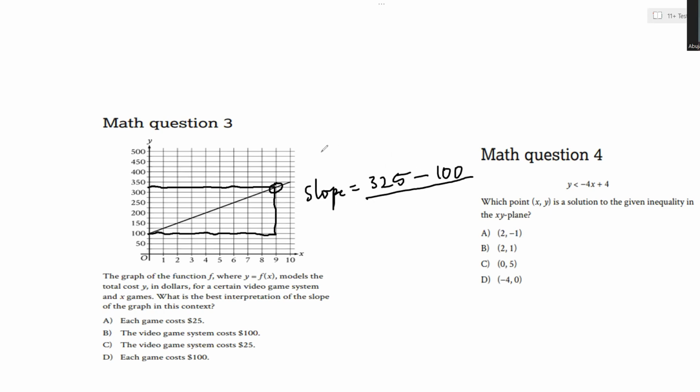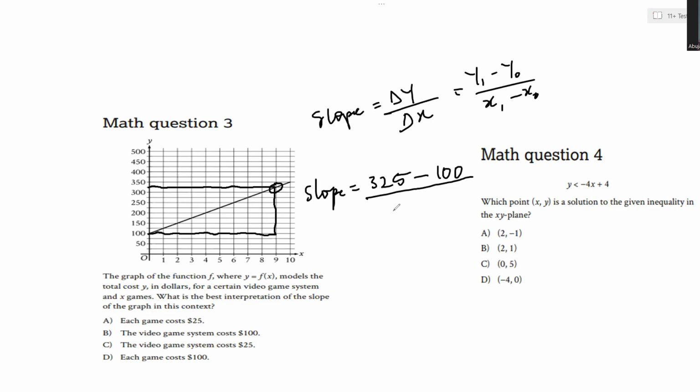Now let me write a formula for slope. Slope is change in y divided by change in x, such that you have y1 minus y naught divided by x1 minus x naught, right? So this x1 and y1 are the new values, or the highest values according to the slope, and the least values are x naught and y naught. So that's the idea I'm using here.